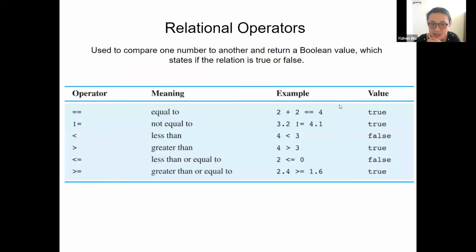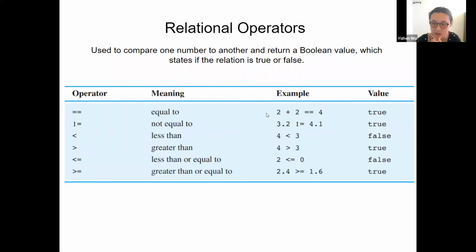Let's first look at some relational operators. They are used to compare one number to another and then return a Boolean value. A Boolean value is basically just true or false. It determines whether a statement is true or false. There are six main relational operators. The first one is the double equal sign, which tests if the left side is equal to the right side.